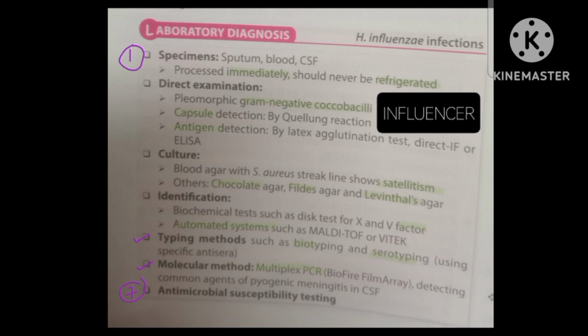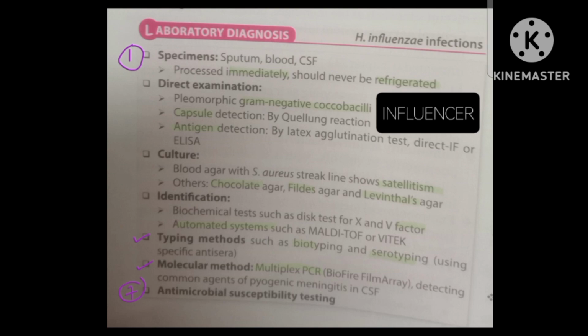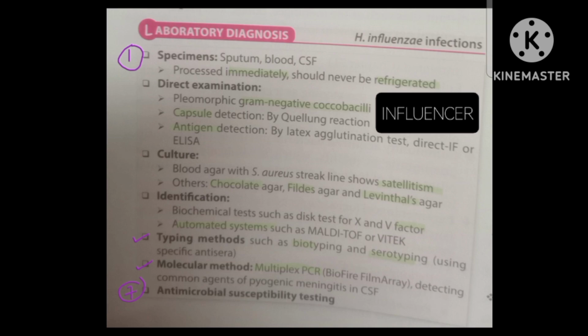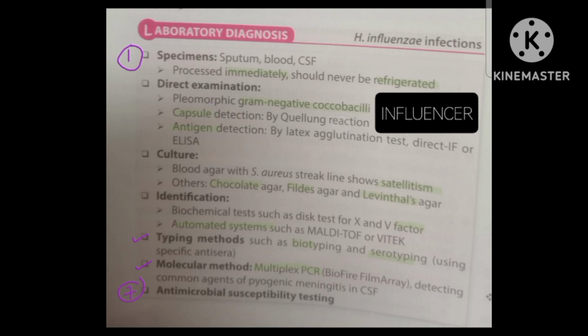Okay, now what will you write in your answer? Revise along with me. In the specimens, three types of specimen: sputum, blood, CSF, which should be processed immediately and never be refrigerated. Second heading, direct examination. Under direct examination, what will you see? Three things: pleomorphic gram-negative coccobacilli, capsule detection by what? Quellung reaction, and antigen detection by the basic three: latex agglutination, direct IF, ELISA.